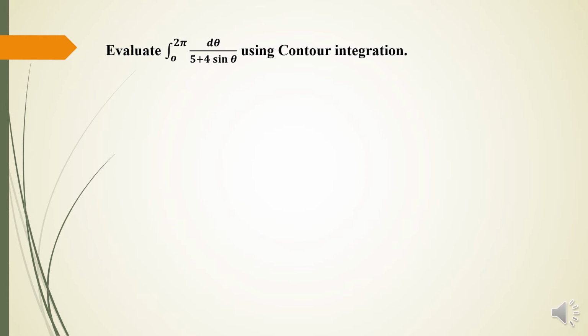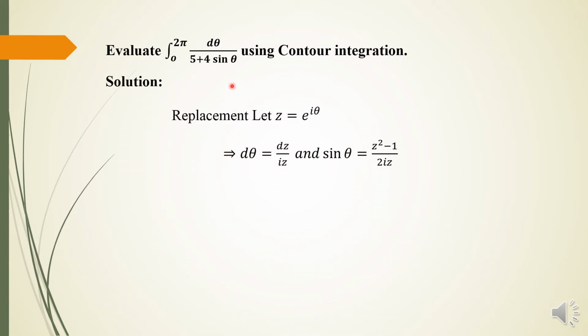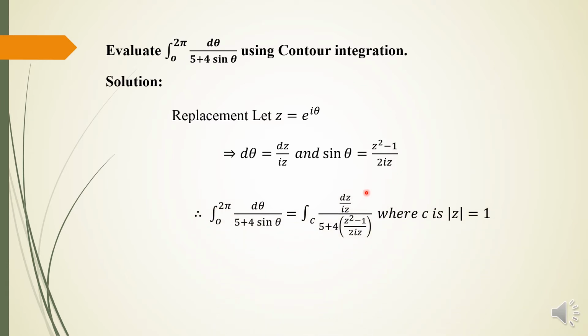Now, we solve the problems. Evaluate integral 0 to 2 pi d theta divided by 5 plus 4 sin theta using contour integration. This is type 1 because the integrand contains sin theta and the limit is from 0 to 2 pi. So, we give the substitution z equal to e power i theta, d theta as dz by iz and sin theta as z square minus 1 divided by 2zi.